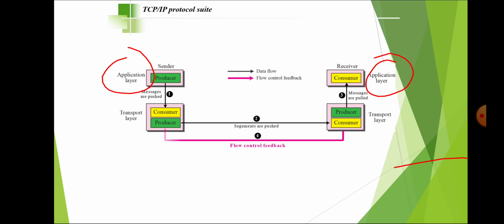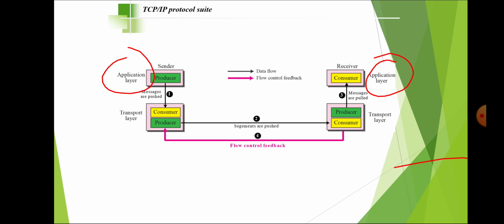Now there is a flow control feedback. Flow control feedback means whether your data is successfully received or not, because the TCP protocol itself is connection oriented. First you establish the connection, and then the data is received. Every time you receive the acknowledgement, and only then is there a confirmation that the data was received.